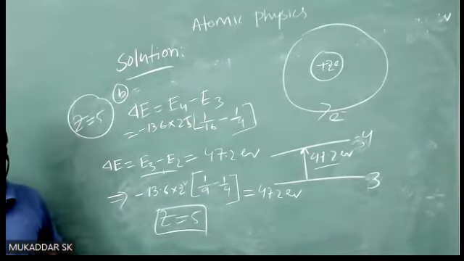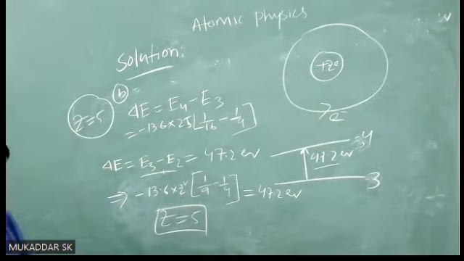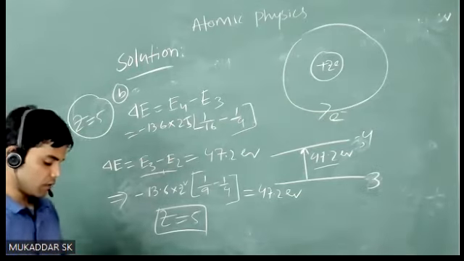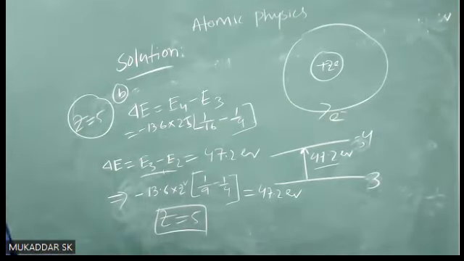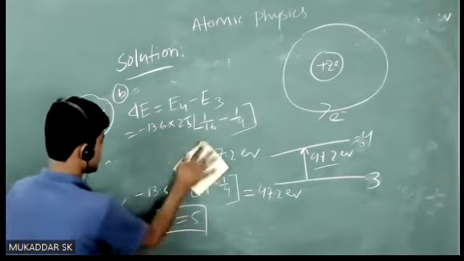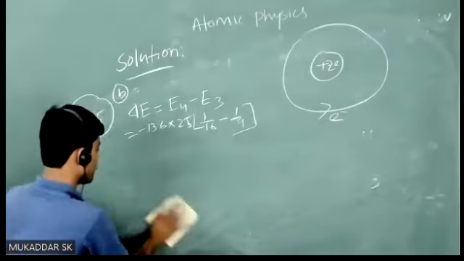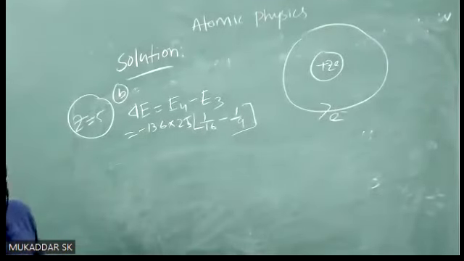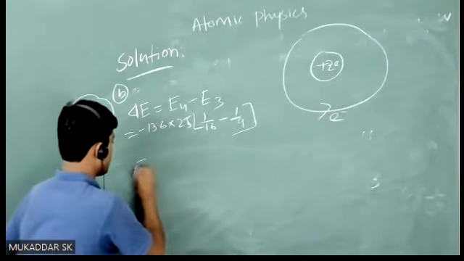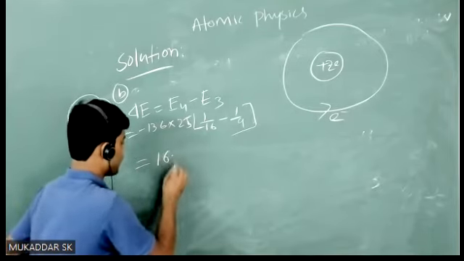So can you calculate it? How much are you getting? Anyone? 16.52 electron volt. Very good. I hope you people are enjoying the class now. So if you calculate it, you will get 16.52 electron volt.